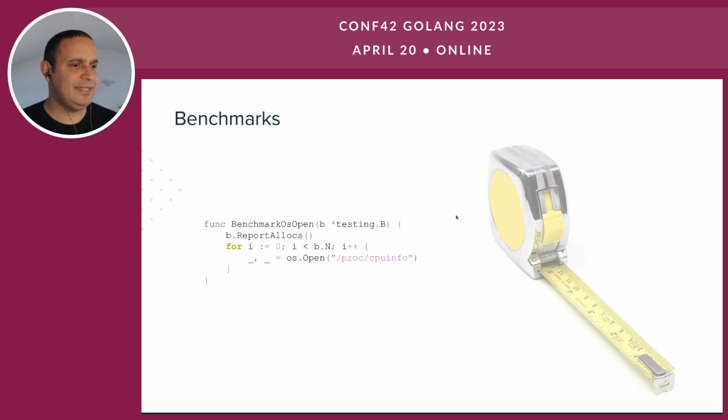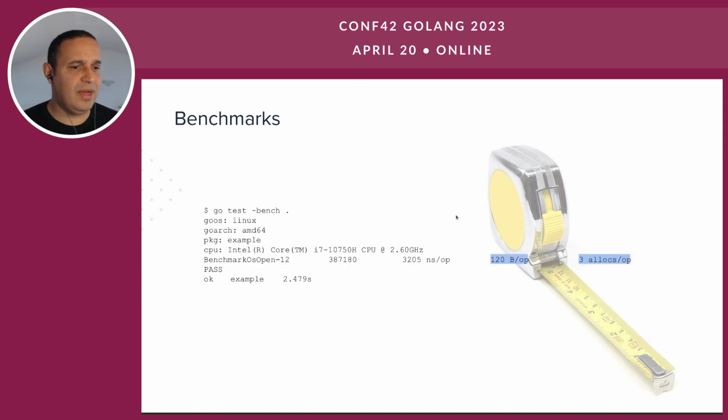So, let's see another example. Let's see opening a file. Whenever I open a file, in this case it's taking 120 bytes per operation, and it's doing 3 allocations. So that's an example of something that is really doing allocations. Later, we will see why allocations are important.